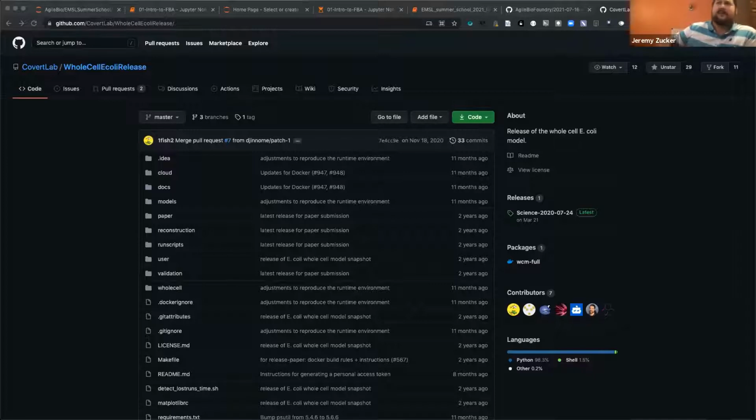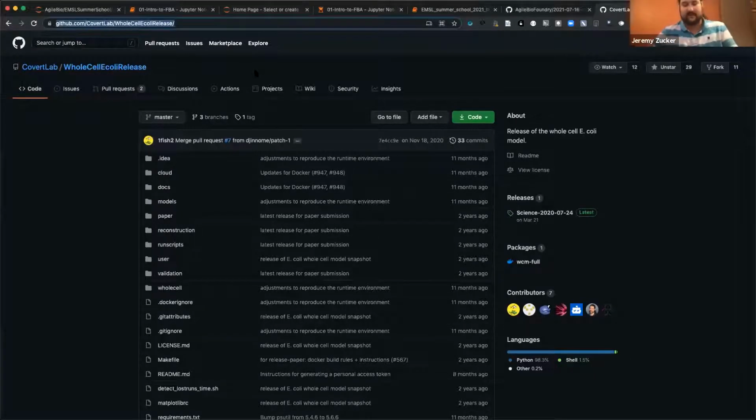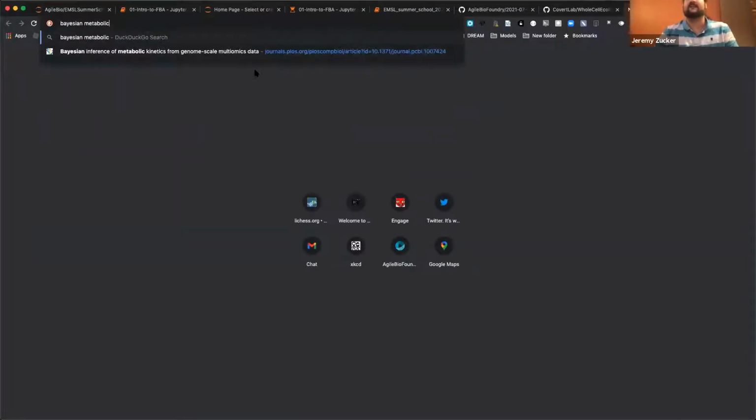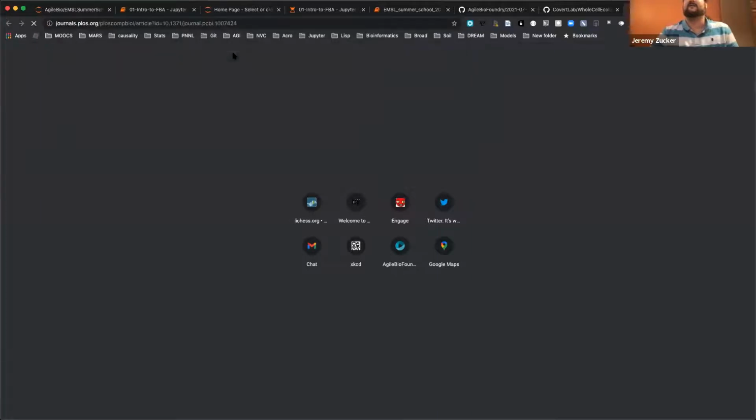Let me point you to the paper, at least, with Bayesian metabolic control analysis, if someone hasn't already put that link in the chat window. Here it is, Bayesian inference of metabolic kinetics from genome scale data. Cool.